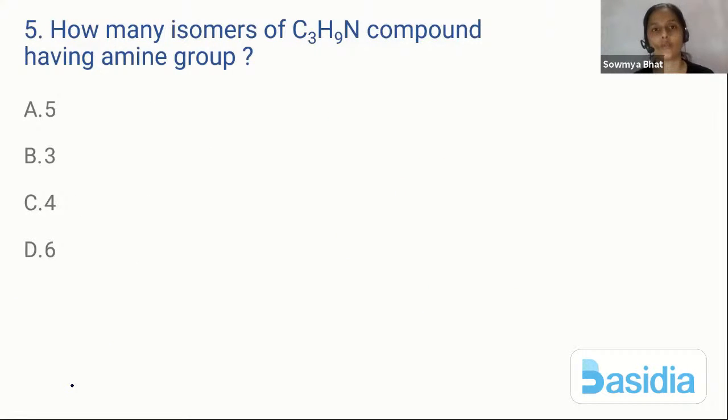How many isomers of the C3H9N compound have the amine group? So one thing is clear, there should be an amine group. If there is an amine group, we'll arrange the carbon atoms first, C3. And let me attach here NH2, considering the valency, the number of bonds for nitrogen. So this is one possibility. And we are going to satisfy the valency. Let me check whether the formula matches with the structure. Totally the number of hydrogens would be 3, 5, 5 plus 2, 7, 7 plus 2, 9, and that matches. This is one possibility.